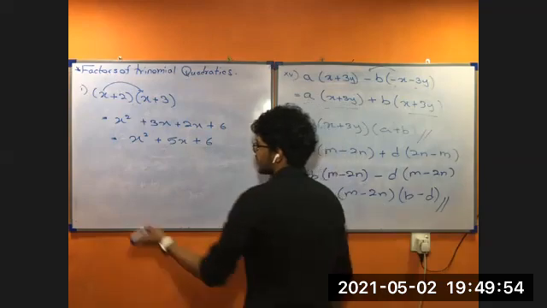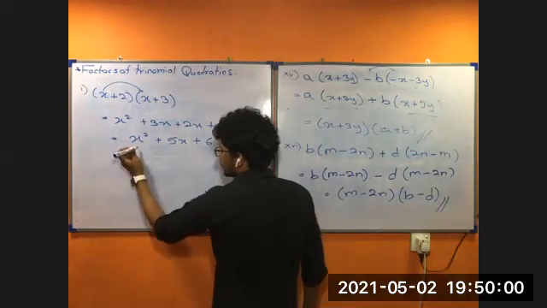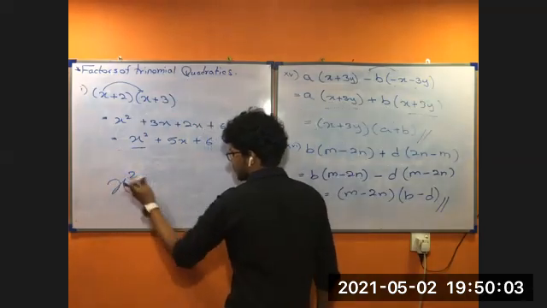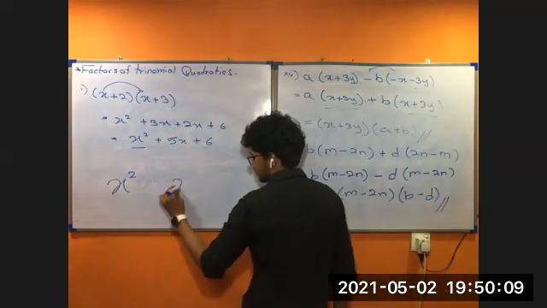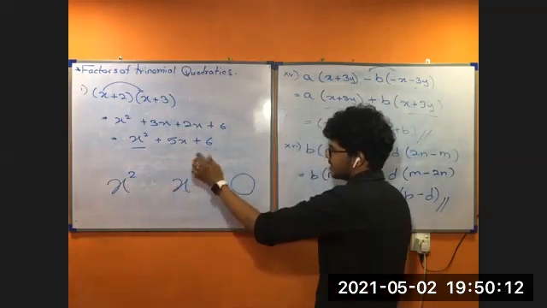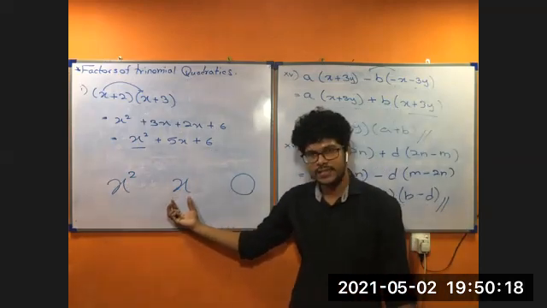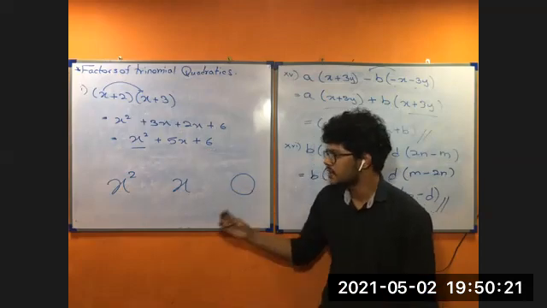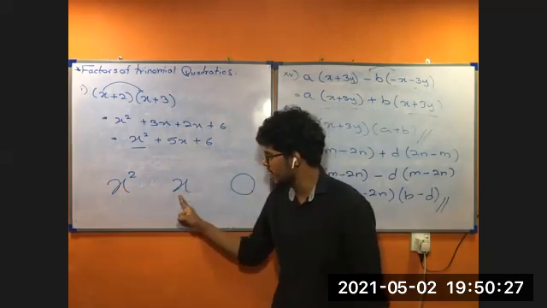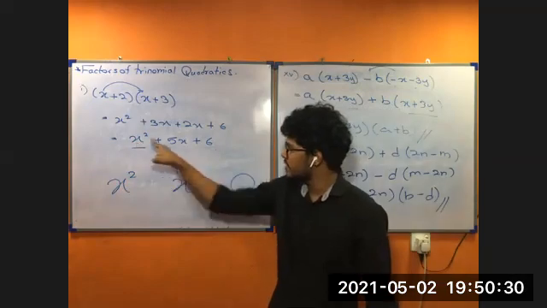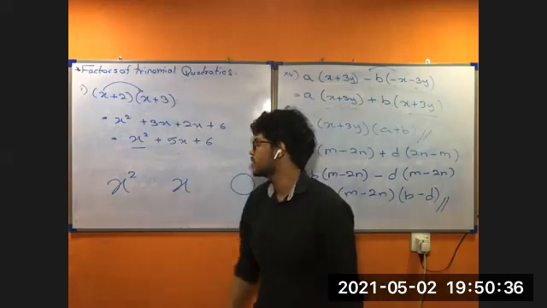So this is called a trinomial quadratic expression. This is a quadratic expression of x, right? In a quadratic expression, the first term is going to be an x squared term, the second one is going to be an x term, and the third one is going to be a constant, that means no x. In any expression, if you find an x squared term, an x term, and a constant, we call it a trinomial quadratic expression.